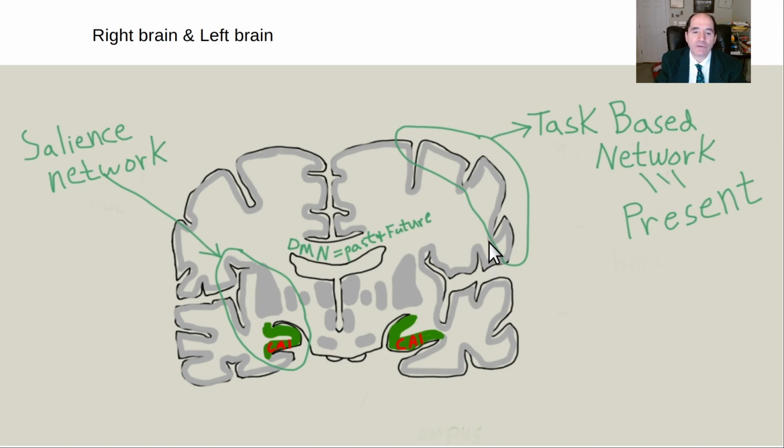And so these are the three major networks of the brain. Default mode network, mapping past and future, so time traveling. And then task-based network is being engaged in a task, getting into the present, so you forget about that other. Salience is just whatever currently distracts you.